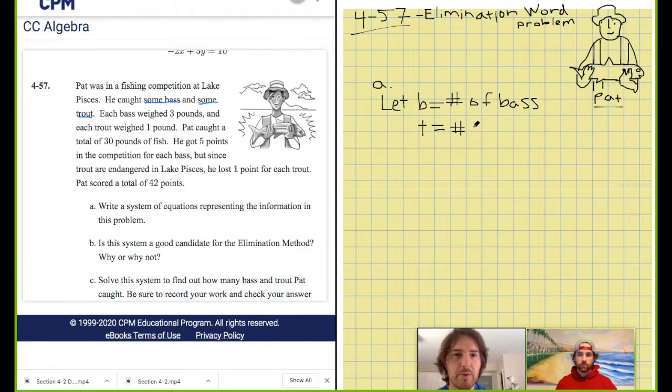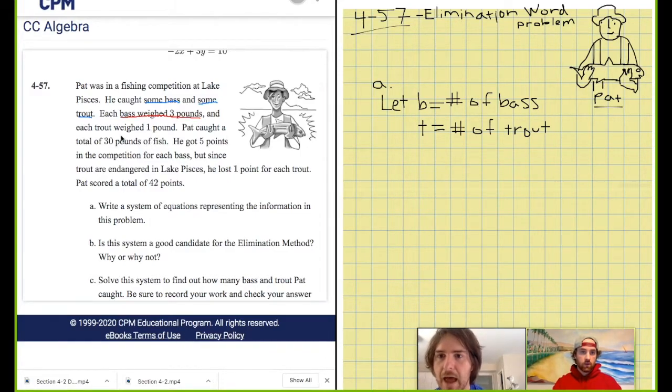That's going to help us determine how we can set up our equations, because the number of trout and number of bass are going to influence how much, in total pounds, of fish he caught, since each weighs a certain amount. It'll also influence the points, because he gets positive points for each bass, 5 points in the competition, and loses 1 point for each trout. So with those variables, I think we can start coming up with the equations now.